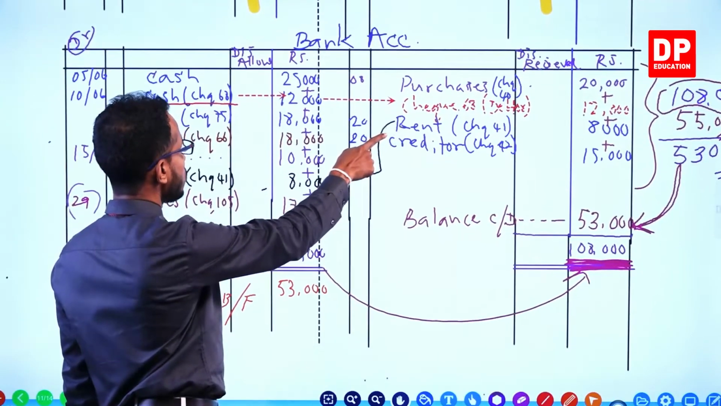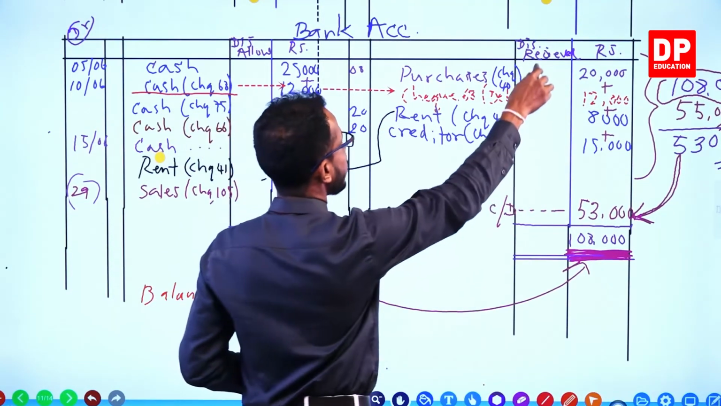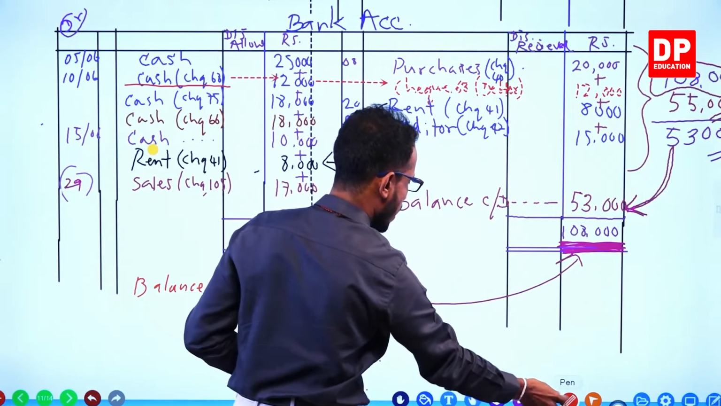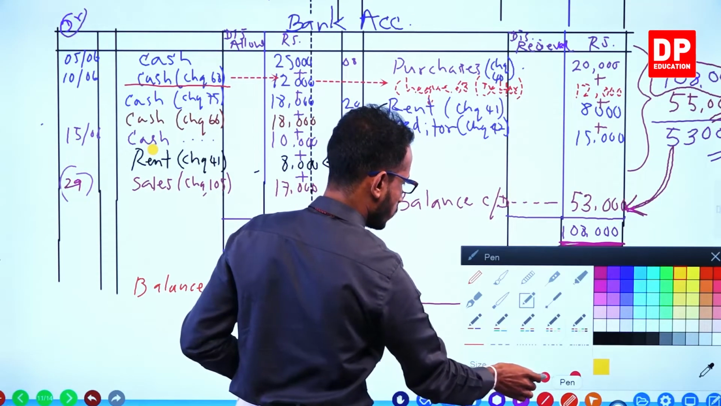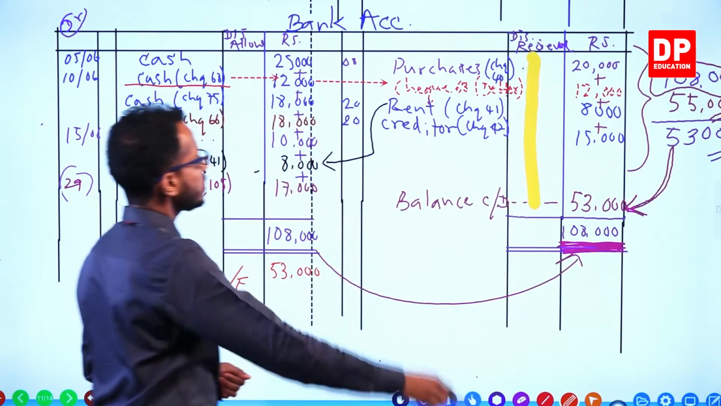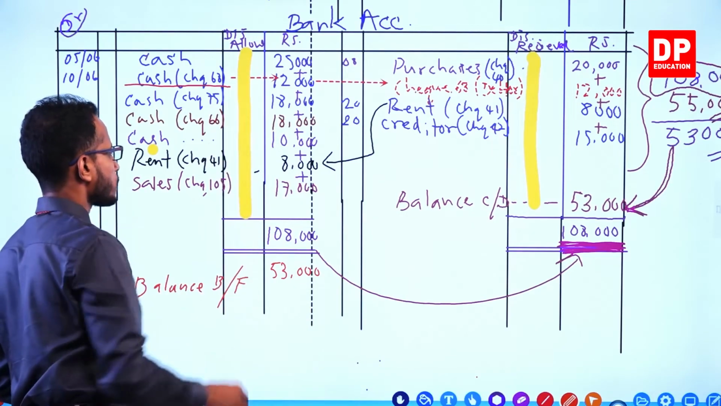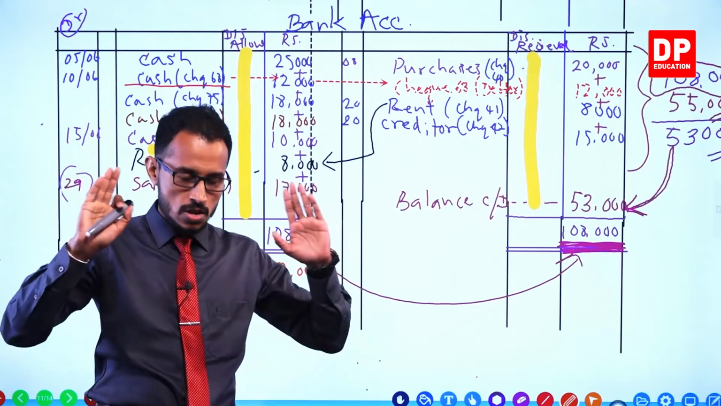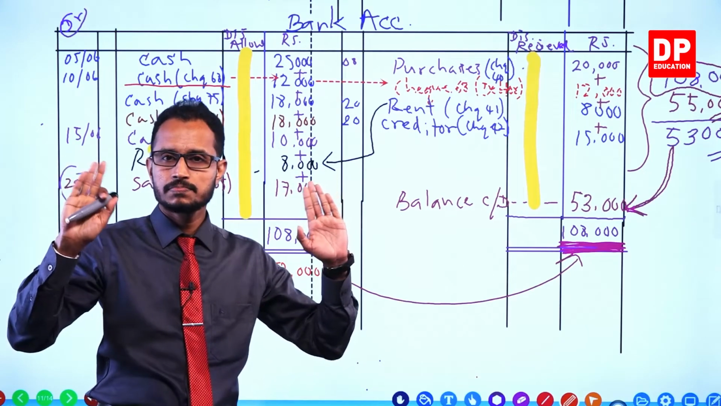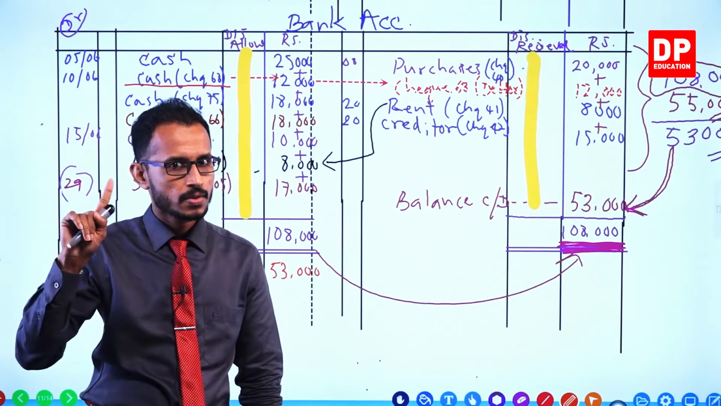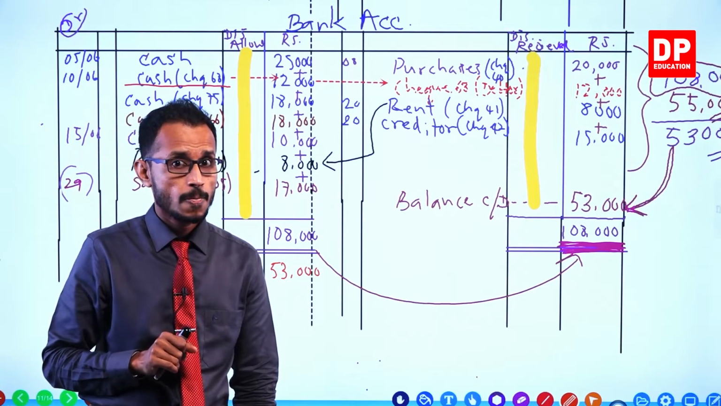Just like in the cash book, in the bank book also, you have discount columns. You have, don't you? What about these discount columns? Are you going to balance them? No, you're not going to balance them. You don't balance them, children. Don't balance the discount columns.